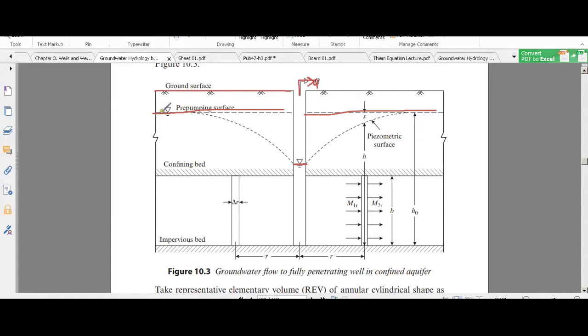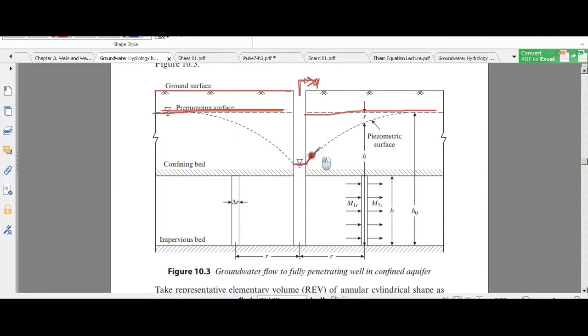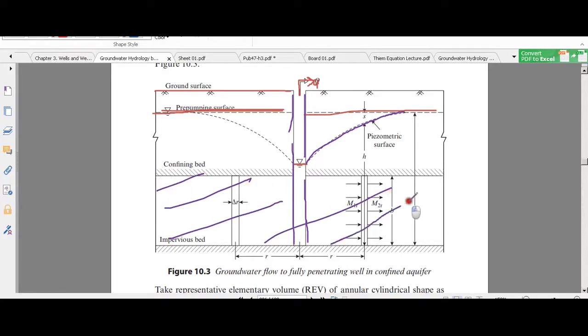So the ground surface and the pre-pumping surface, the water level at rest, then the piezometric surface. I will use a different color, something like this, the piezometric surface, right? Now in addition to that, this is our major well. This is the well that we use for the pumping purpose, right? And this is the confined aquifer actually, and this has a width. Now you can see the width is B.